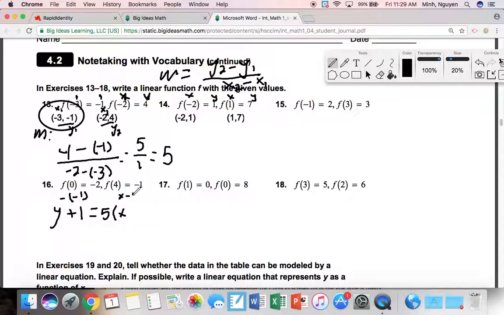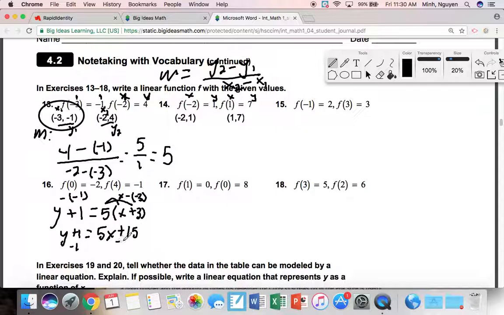X minus negative 3 is really x plus 3. This is point slope form. We have finished this problem. If you want to write the function in slope-intercept form, I will show you. 5 times x, 5 times 3. Y plus 1 equals 5x plus 15.